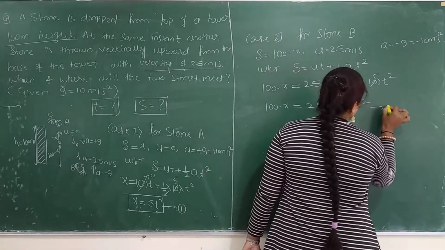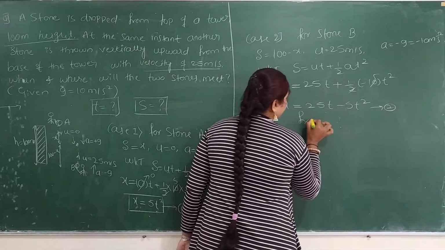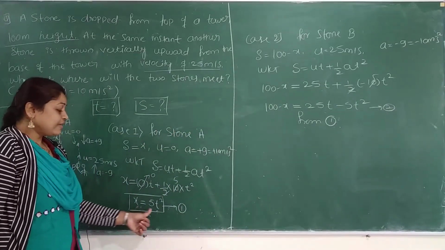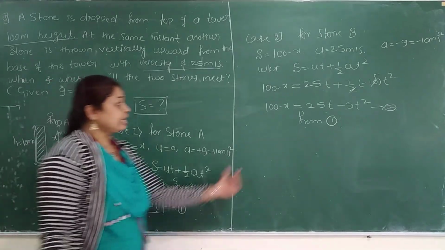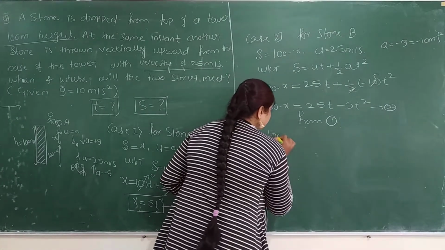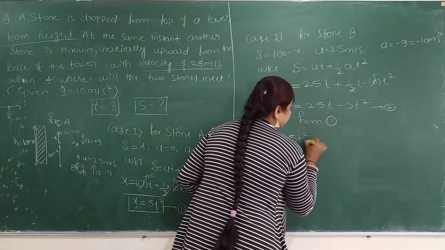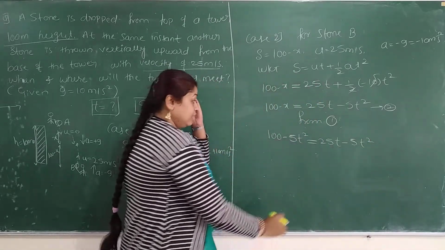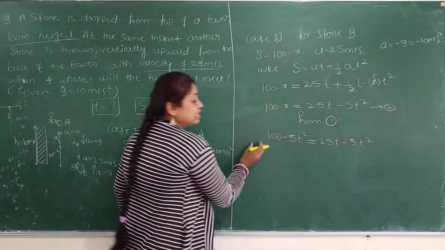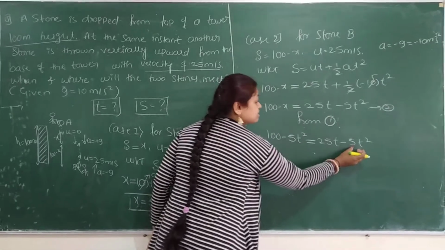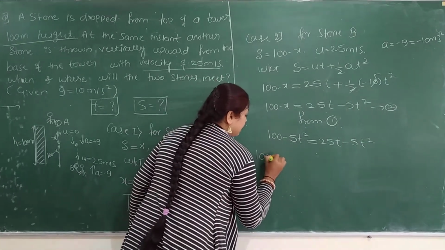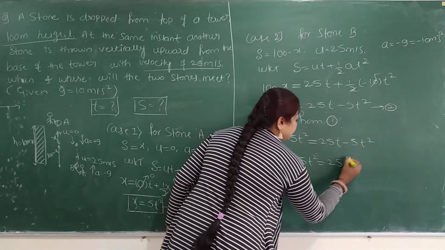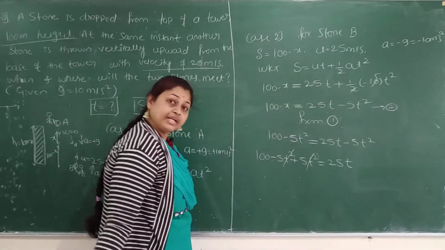Let us take it as equation 2. Now from equation 1 you can replace the x value as 5t square. Here the x value is 5t square. Just take this value and substitute here. So you will get 100 minus 5t square equals 25t minus 5t square, right? Now take this minus 5t square to the left side. What will happen? This minus becomes plus. So 100 minus 5t square plus 5t square equals 25t. So here plus 5t square and minus 5t square cancel out.